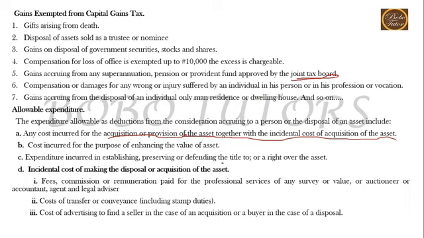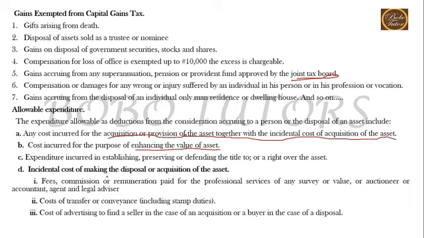B. The cost incurred for the purpose of enhancing the value of the asset. That is, let's say, to beautify the assets to your taste. For example, if you buy a house and you see that there is no swimming pool in it, you can build a swimming pool. So this is part of what they are saying. C. Expenditure incurred in establishing, preserving, or defending the title to or rights over the assets.